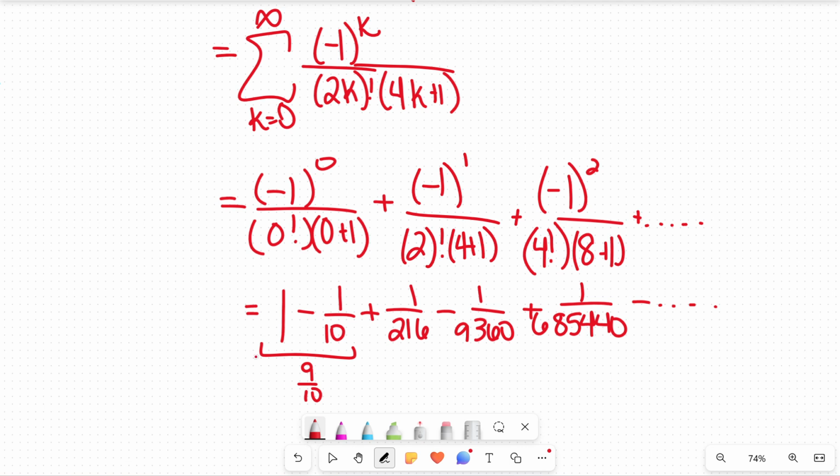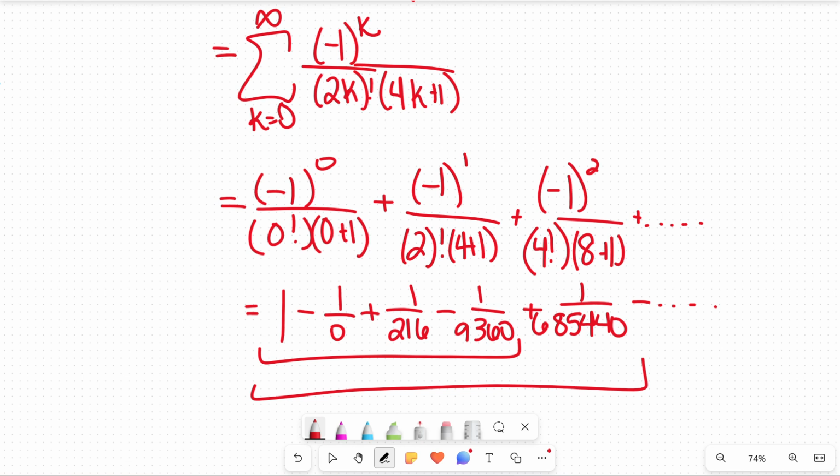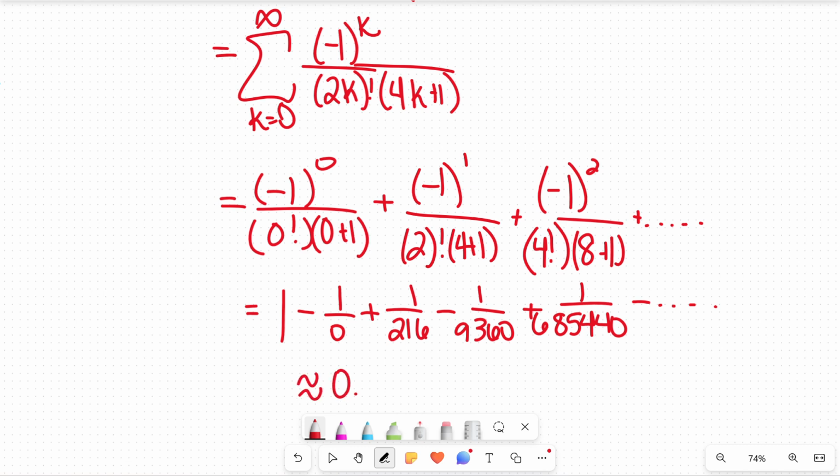If I add this, my answer is not 9 over 10. It's something completely different. So if your answer for this and this is the same to 3 significant figures, then you can stop. So my answer, my approximation is 0.905. So that is how you know that you are ready to stop. So that is our second example. We're going to move on to our very last one.